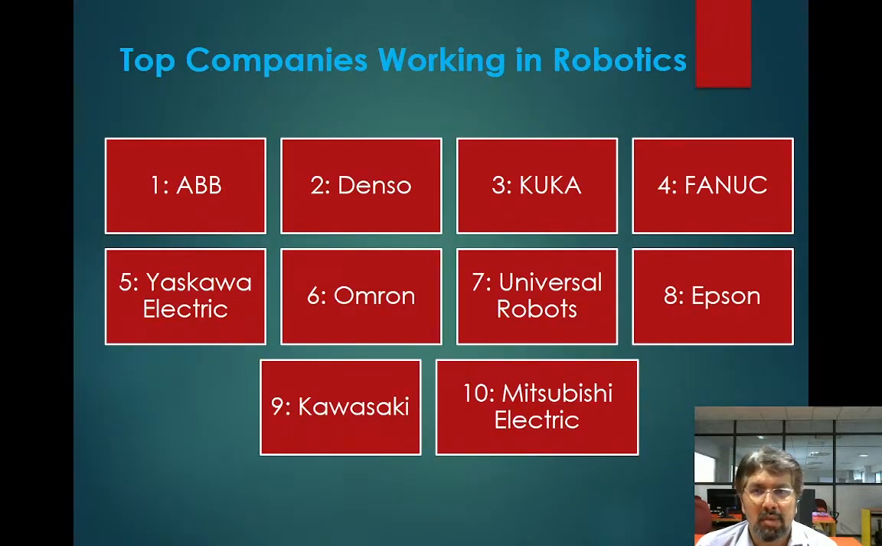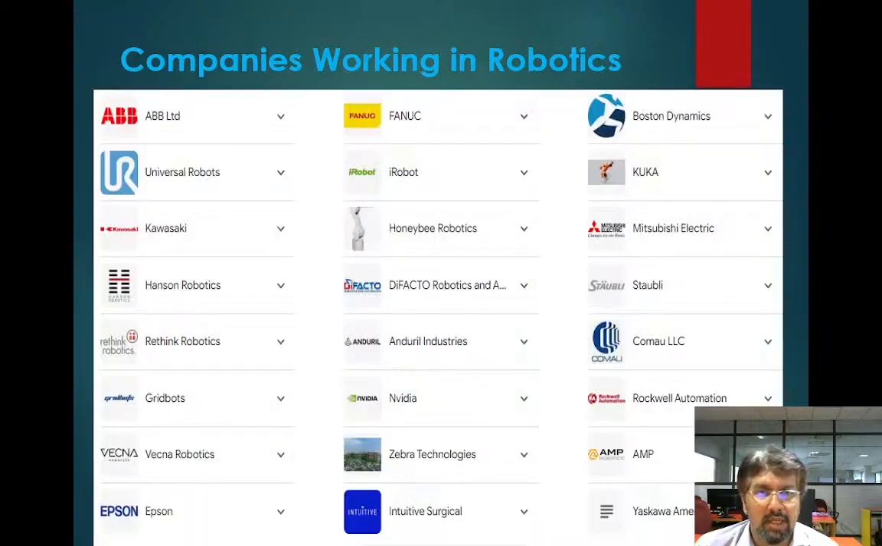So these are some of the top companies which are working in robotics: ABB, Denso, KUKA, Fanuc. ABB is the top company in that. Fanuc is also a popular Japanese company. Similarly, Yaskawa Electric, Omron, Universal Robots, and Epson, which you might popularly know for printers or projectors, are leaders in robotics. Then Kawasaki, as well as Mitsubishi Electric. So these are the major companies working in robotics, not just limited to the top 10. We can see a lot of companies are working in robotics.